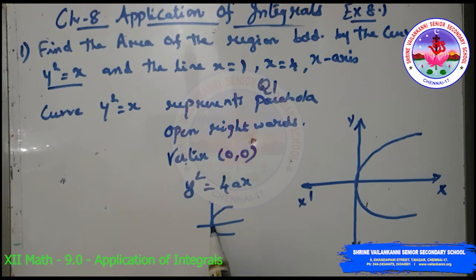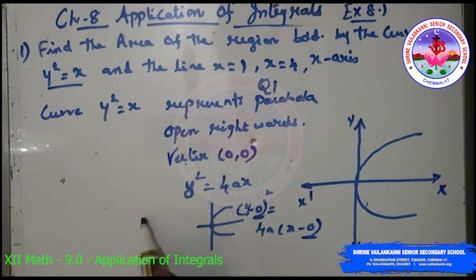Here the vertex is at 0, 0. So we can write this as y minus 0 whole square, which is equal to 4a into x minus 0. So we can say that vertex is 0, 0. If the parabola is y square equal to minus 4ax, then it is open leftwards and the vertex is at origin 0, 0.